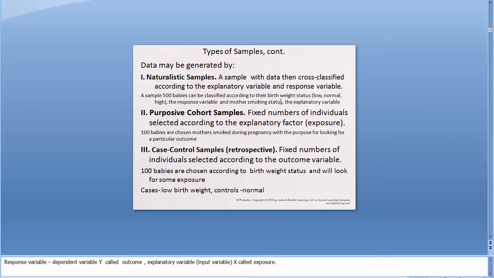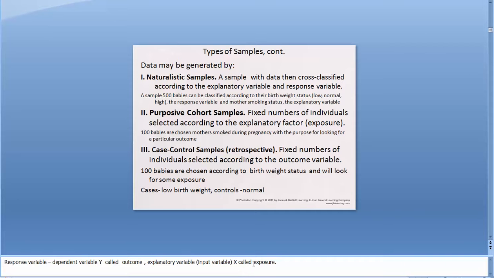So now, of course, there are different terms that are used here. So the Y is also called the response variable, dependent variable. Now in biostatistics, public health, that is called the outcome. Likewise, the X in here, the mother smoking status, is called the explanatory variable. So now this is the variable which is influencing the dependent variable, and sometimes it's called the input variable.